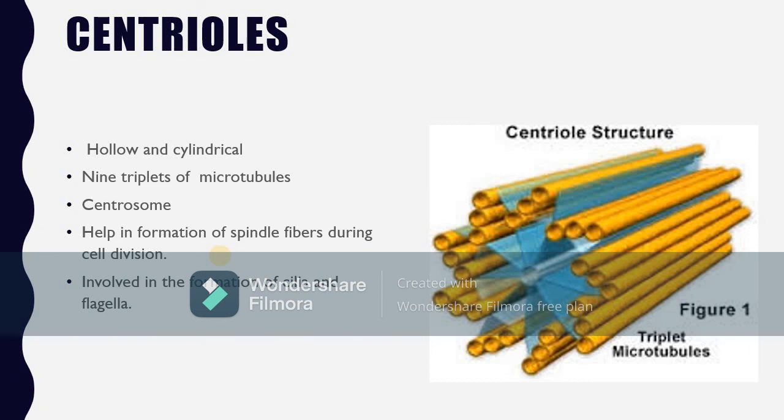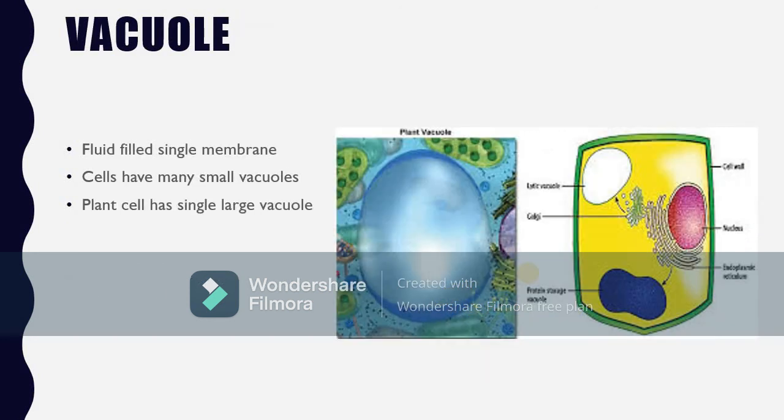Okay, the next one is centrioles. Centrioles are hollow and cylindrical. They are made of 9 triplets of microtubules. You can see this is the triplet. The 2 centrioles are collectively called the centrosome, and their function is to help in the formation of spindle fibers during cell division. In some cells, the centrioles are involved in the formation of cilia and flagella.